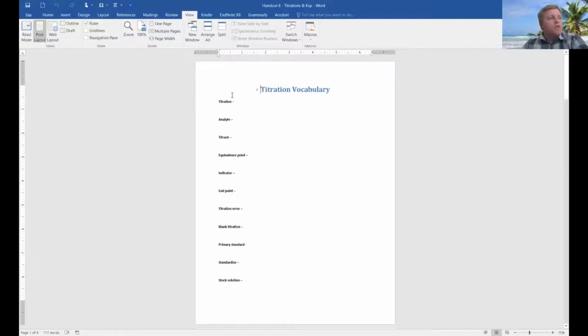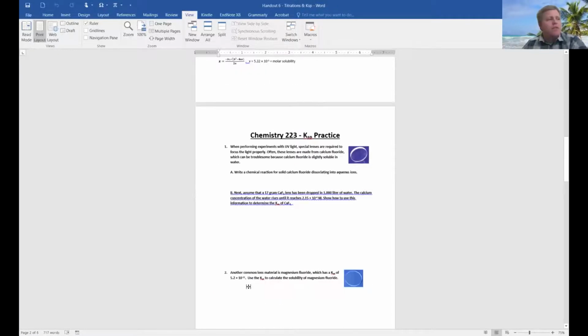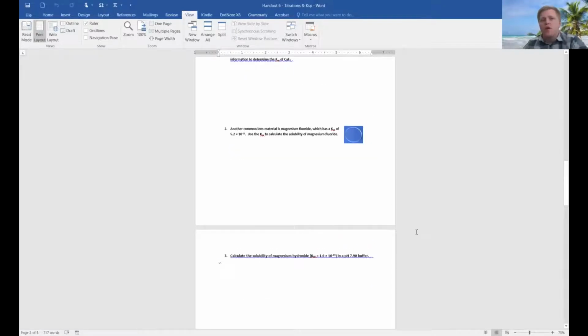Then I'd like you to follow along and fill out this first page with me as I go through the vocabulary words on the lecture slides. On the second page of this handout are some example problems, which I will go through in the lecture today that I would like you to follow along with. Everything on this page is already filled out with the material on the lecture slides, so you can feel free to just watch the video at that point. And then after that, there will be 3 practice problems for you to work through on your own.